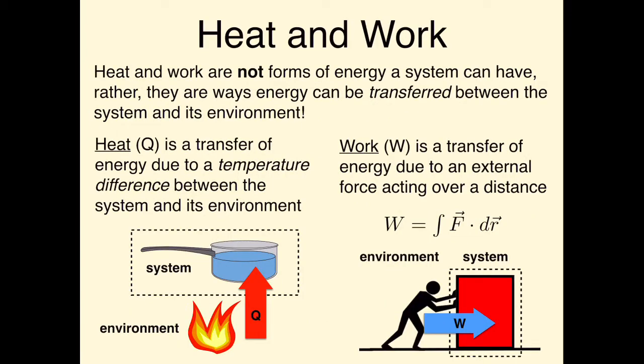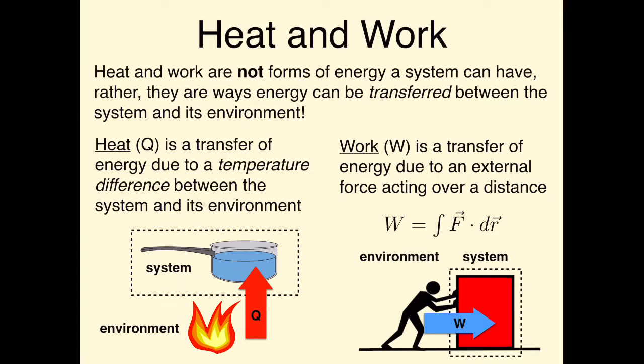A couple more terms that we need to clarify and get straight in our heads. Let's talk about heat and work. The big picture here is don't think about heat and work as forms of energy that a system can have. It makes no sense, for example, to say that my system has 100 joules of heat or it has 100 joules of work. Those are nonsensical statements because heat and work are ways that energy can be transferred from a system to its environment. It's not energy the system has, it's a transfer of energy that a system undergoes.